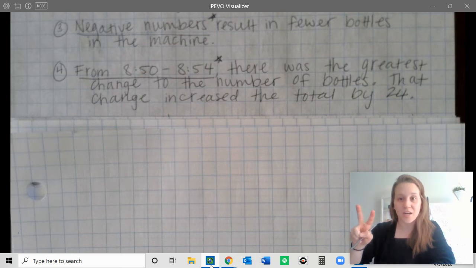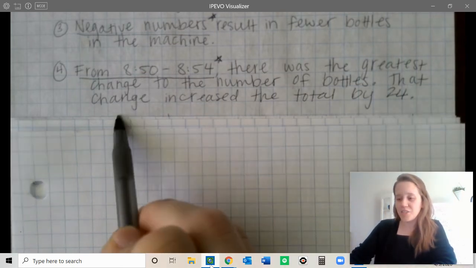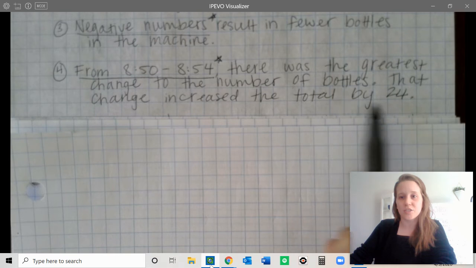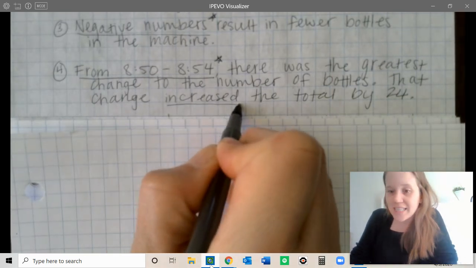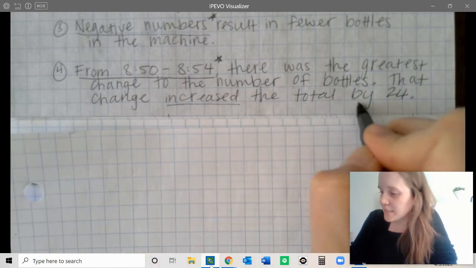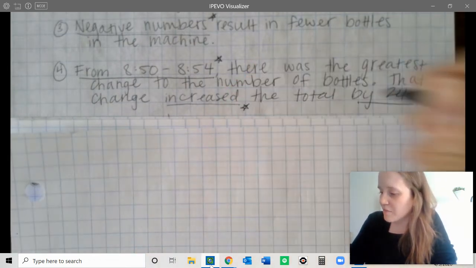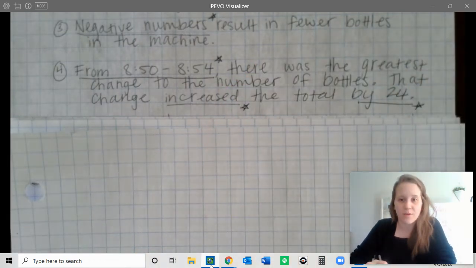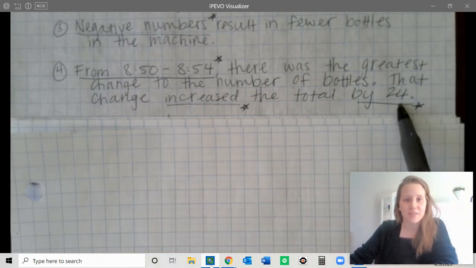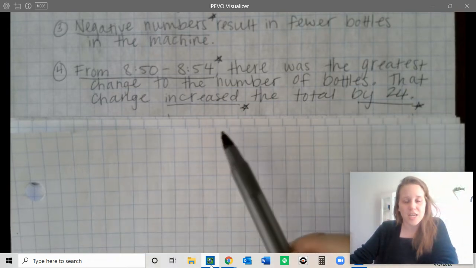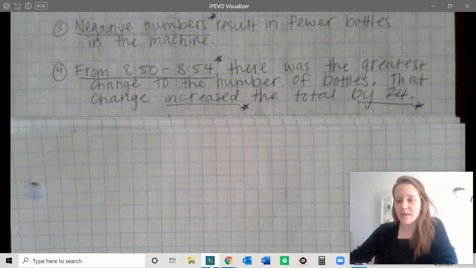Second part of the question, also important. That change increased the total by 24. So the second thing we're looking for is that the number of bottles increased by 24. So go ahead and find those parts in your answer as well. If you didn't have those parts on your own or you forgot to answer the second part of the question, that's okay. Go ahead and pause the video and make sure you get that down on your paper. That change increased the total by 24.